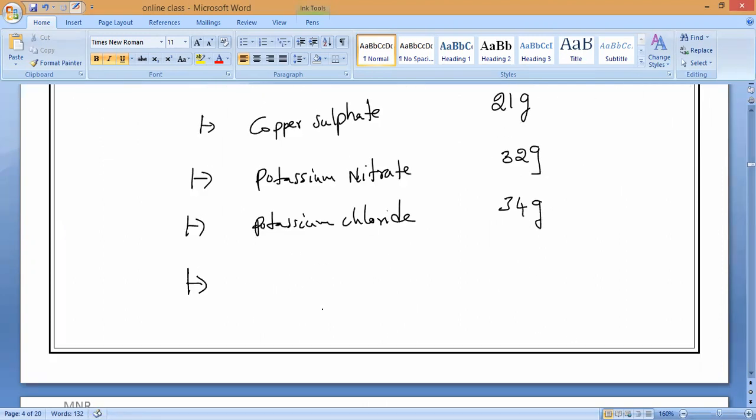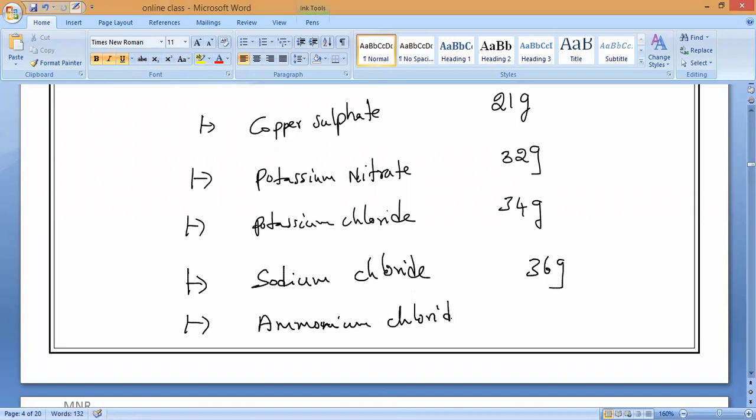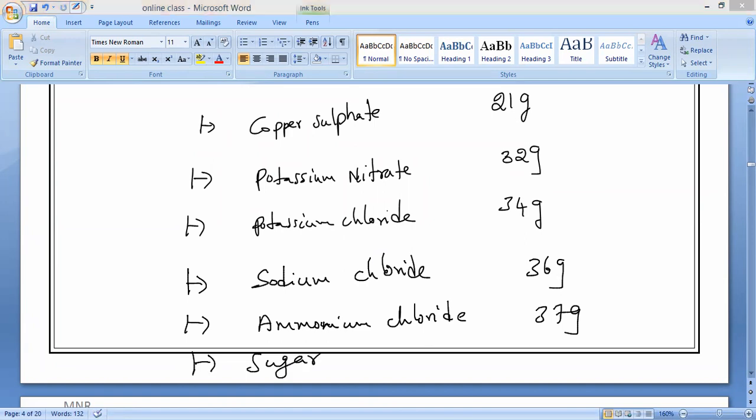But the same thing dissolving in alcohol will vary or not? That is my question. It varies. Okay. Next, sodium chloride. We already know, 36 grams. Next, ammonium chloride, 37 grams. Now, sugar. I already taught you sugar. 204 grams. Understand?